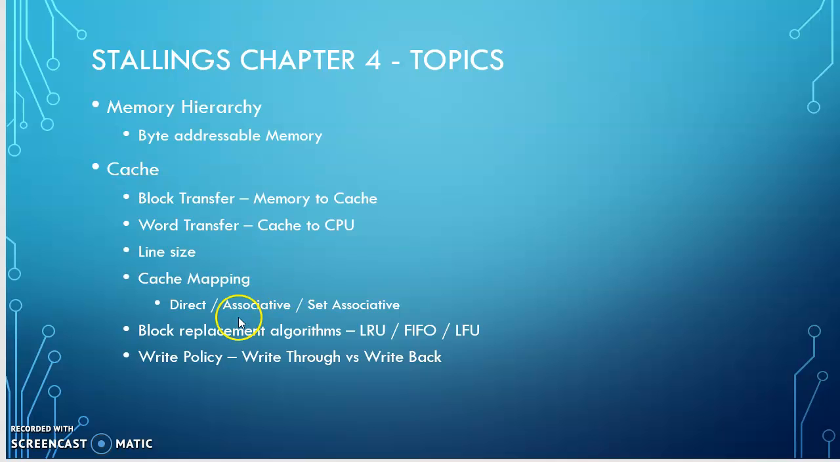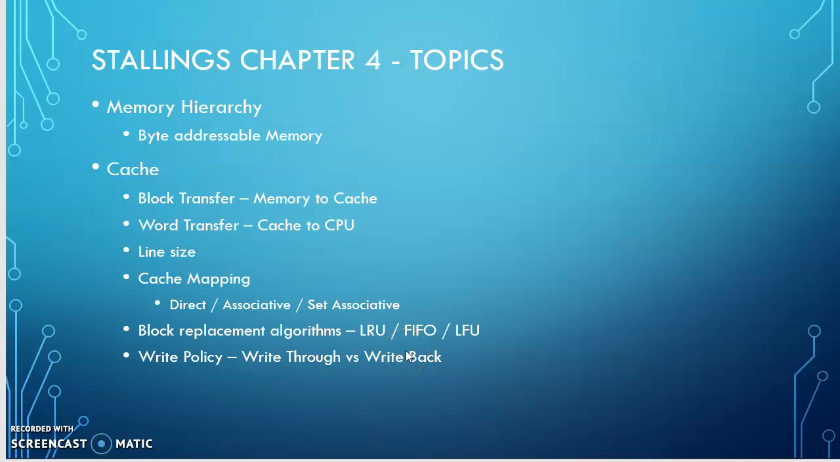If you're talking associative, where a block can reside on any line, well, suppose all our lines are full. Let's say the CPU scans the cache, looks at all the lines in the cache, doesn't find the block it's looking for, so it has to bring the block in from memory. But the cache is full. So one of the blocks that's currently in the cache has to be removed. So the block replacement algorithms will identify which one is removed.